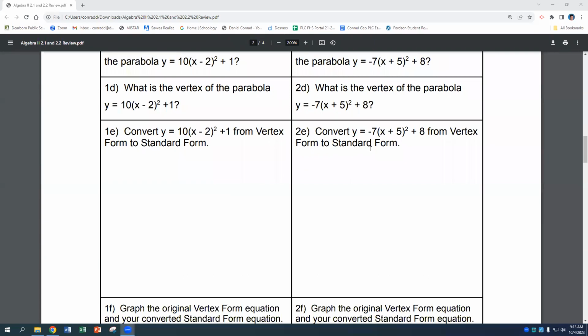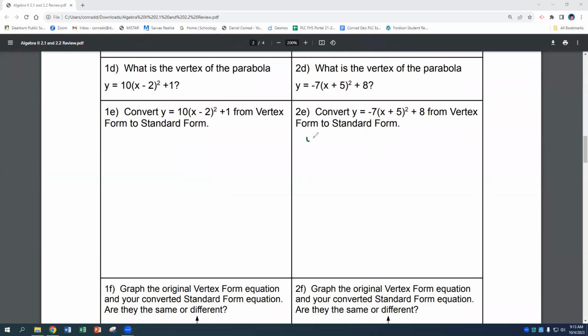All right, and let's convert to standard form now. So y equals -7 times x plus 5 times x plus 5, and then plus 8. Okay, we distribute. X times x is x squared. X times 5 is plus 5x. 5 times x is 5x. And then 5 times 5 is plus 25. I'm going to close my parentheses and then put my plus 8 at the end.